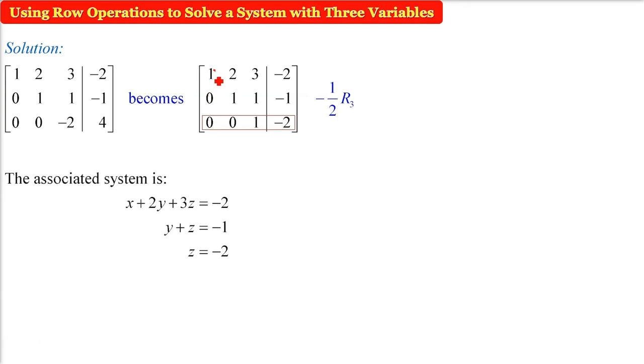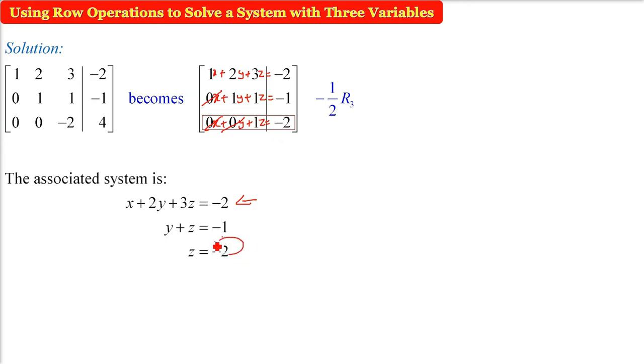1 into x plus 2 into y plus 3 into z equals -2. First equation. Second equation, 0 into x plus 1 into y plus 1 into z equals -1. So just forget about 0 into x. Third one is 0 into x plus 0 into y plus 1 into z equals -2. So x and y are eliminated, z equals -2.